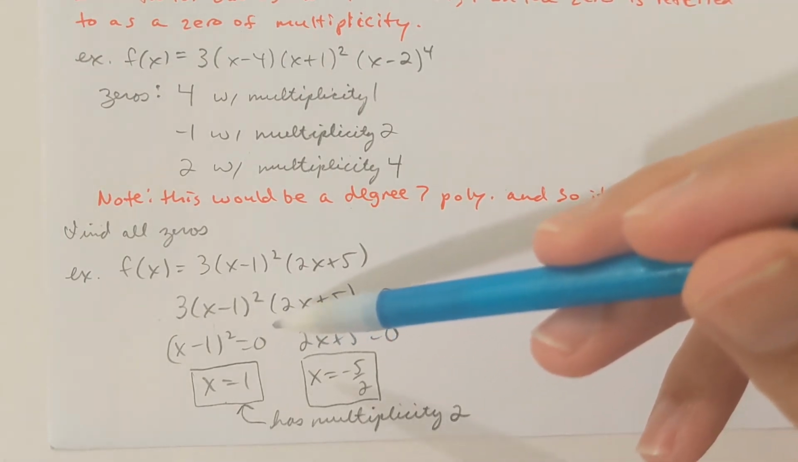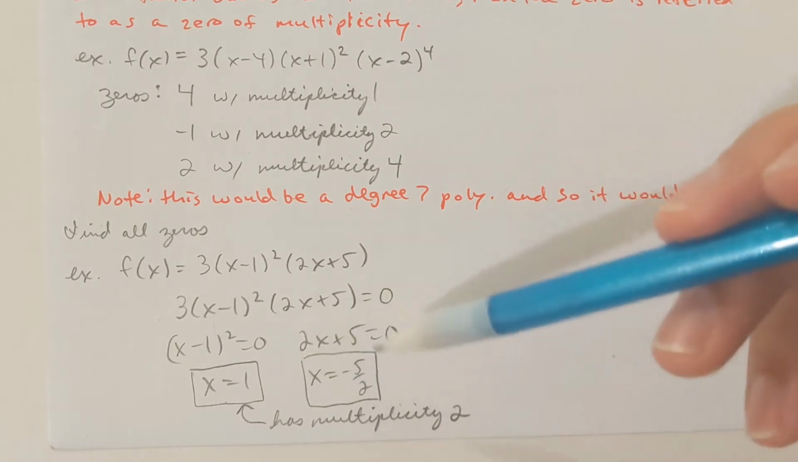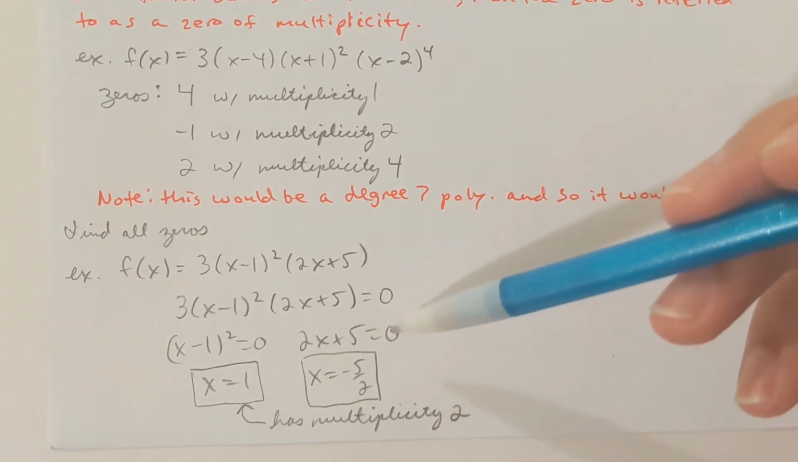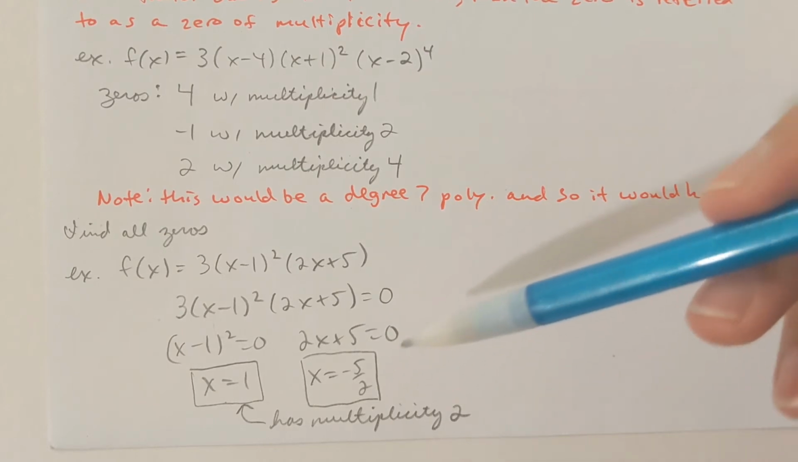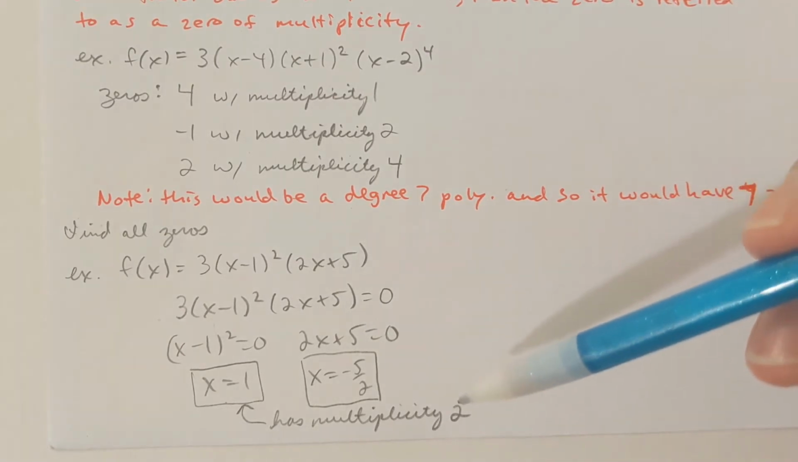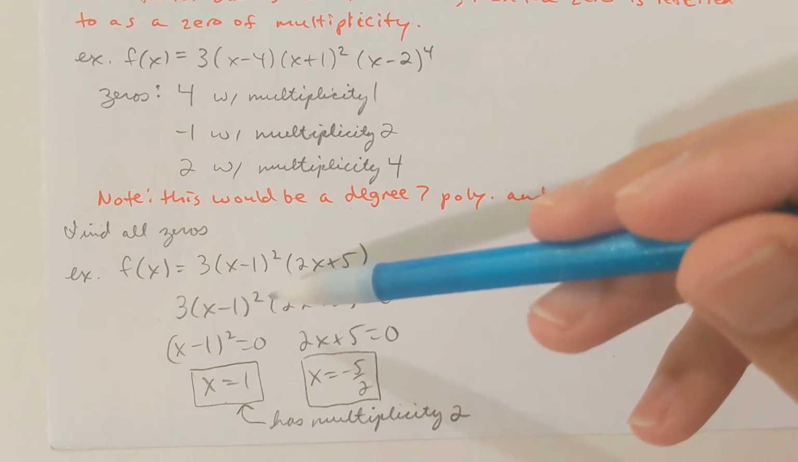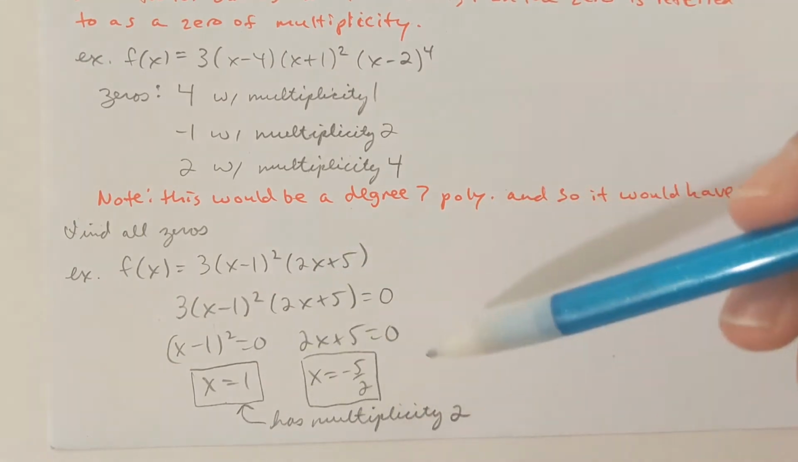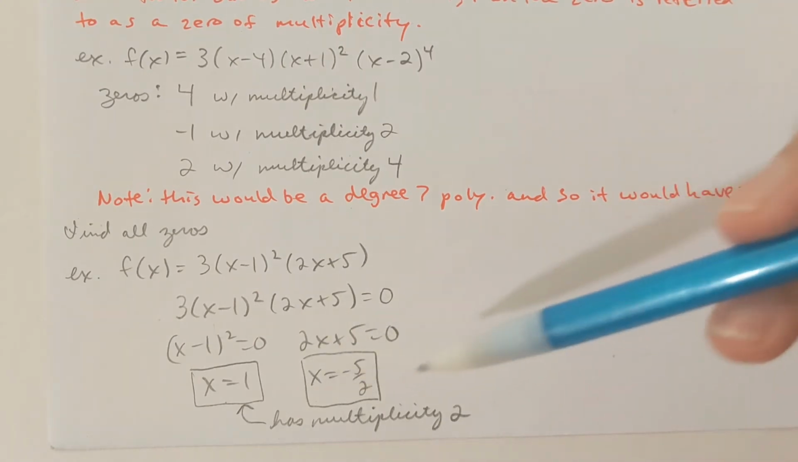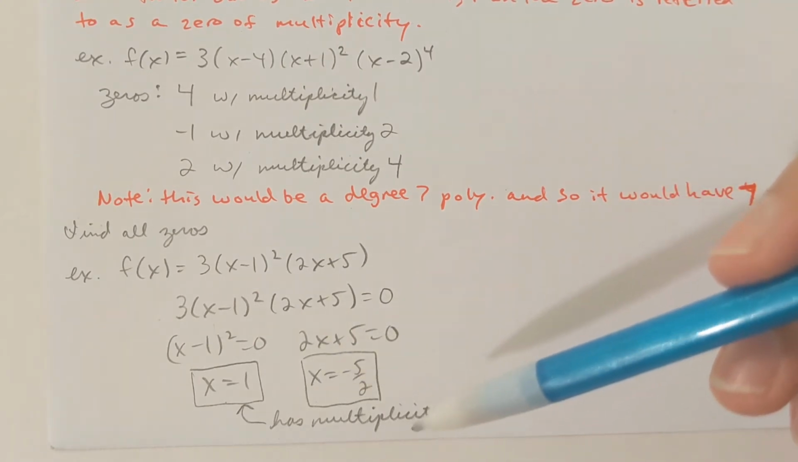x minus 1 equals 0 means that x equals 1, and then 2x plus 5 equals 0 means that x is equal to negative 5 halves. 1 is a zero that has multiplicity 2 because the factor occurs twice. So in all, I've got 3 zeros, not 2 of them. I got 3 of them. Okay.